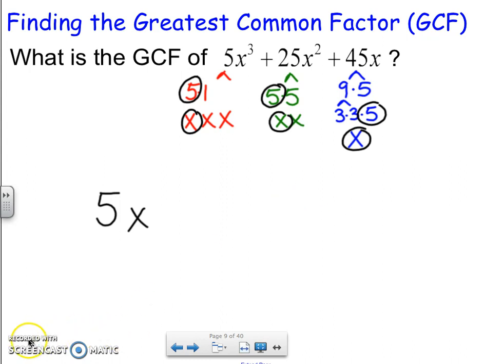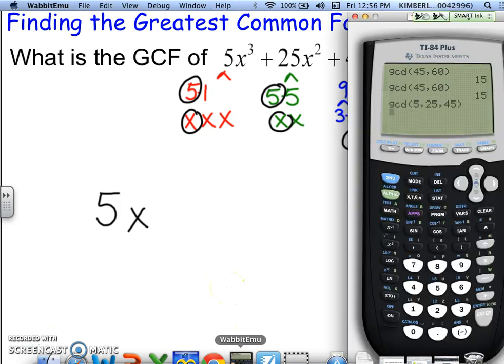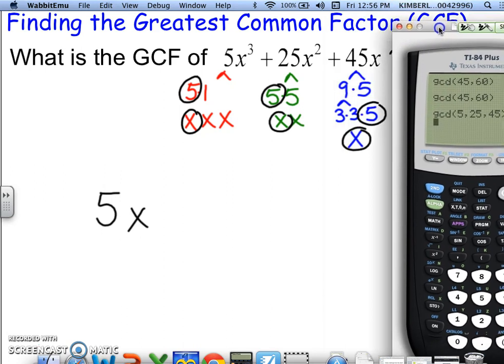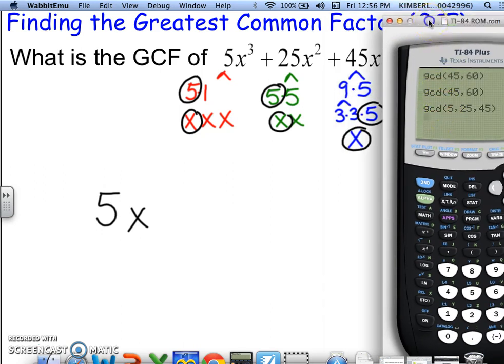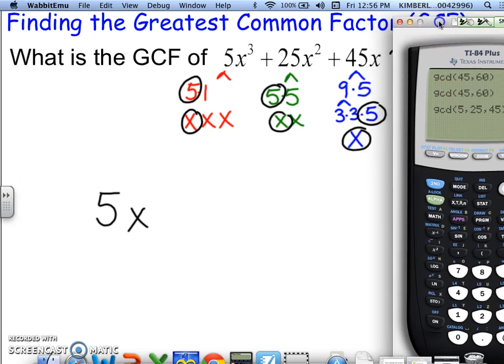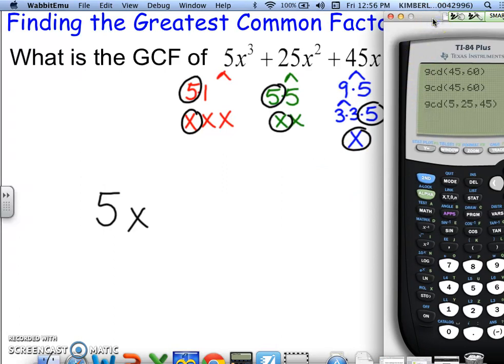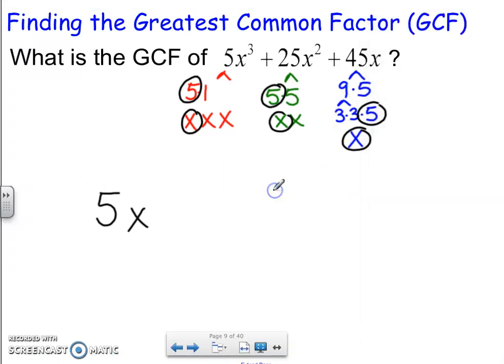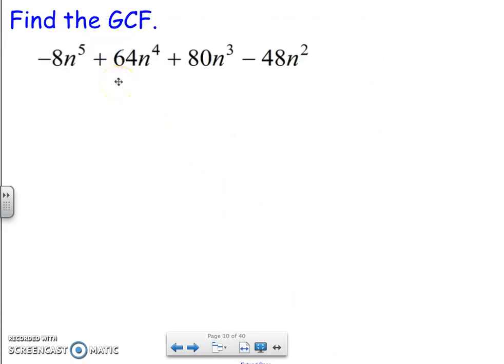Now I'm sure you're asking, is there a shortcut in the calculator for this? There's not. You can only do 2 terms in the calculator, so you can't do 3 terms like I tried right here. It said error. If you were to want to do this in the calculator, you would have to try 5 and 25 to get a GCF, and then try this number and this number to get a GCF, and then hope that it would be a 5. So let's take a look at some other examples. Let's find the GCF of these terms.